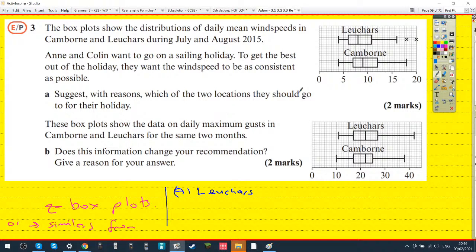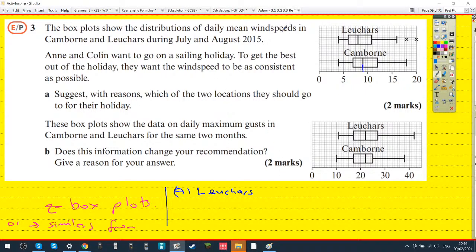And so let's start with average. Which is windier? Camborne. How do you know that? Because the average is higher, the middle line on the graph is higher than the one in Lukers. So Camborne on average has a higher daily mean wind speed.